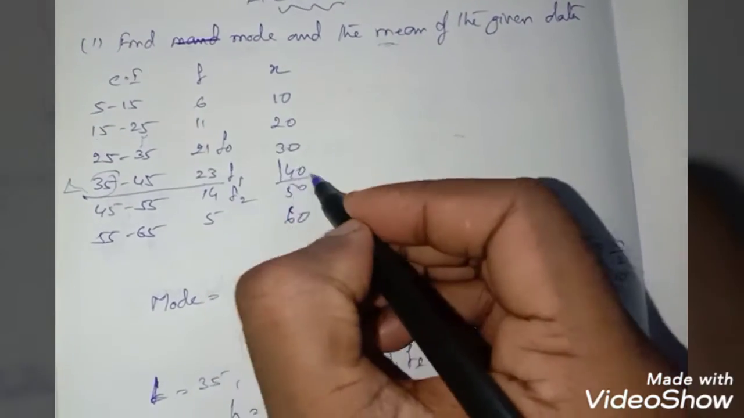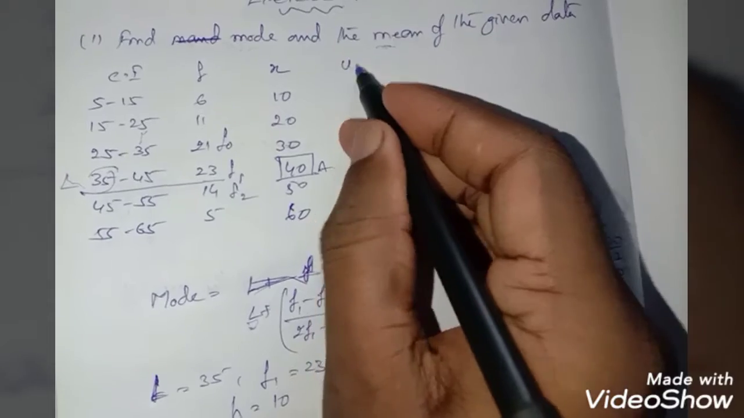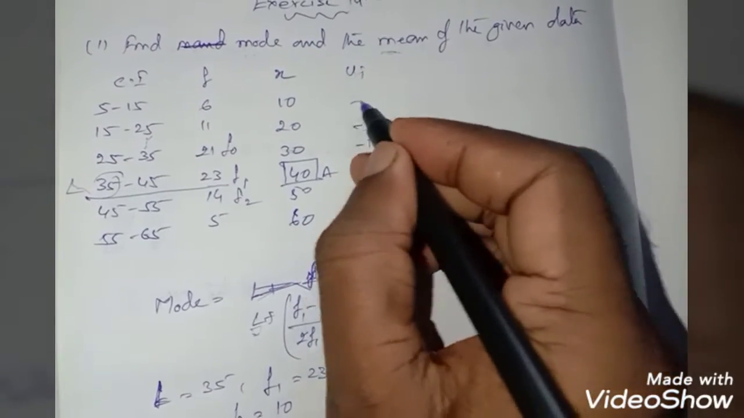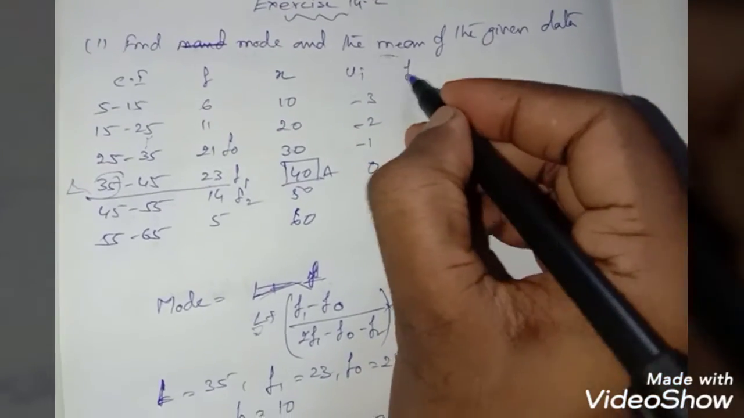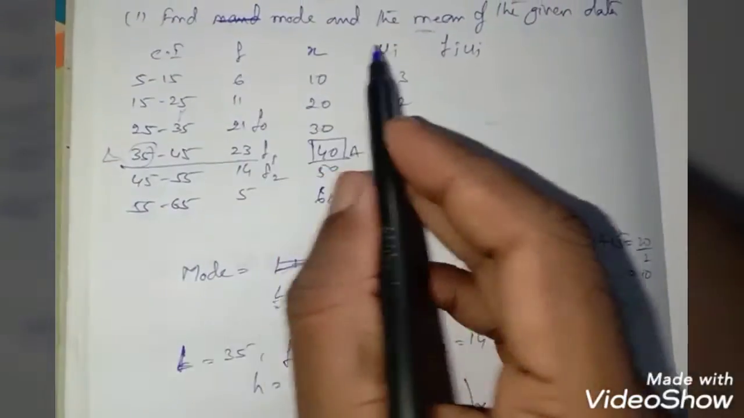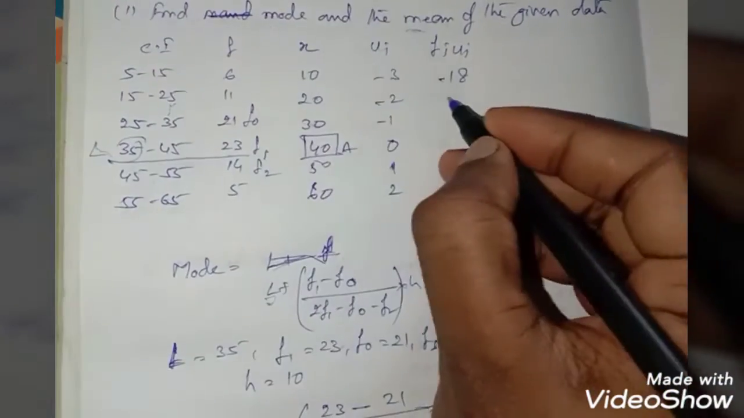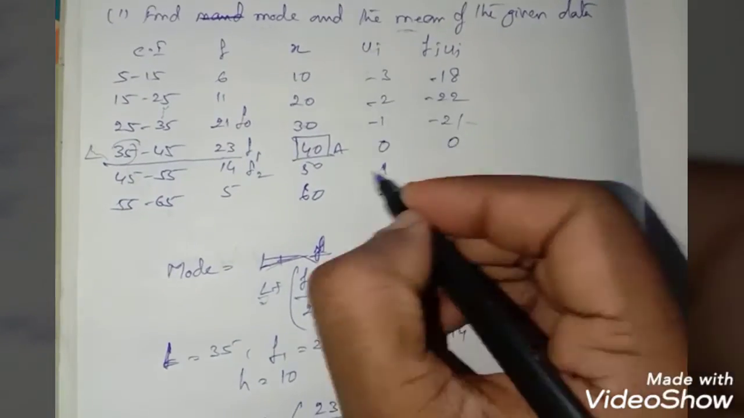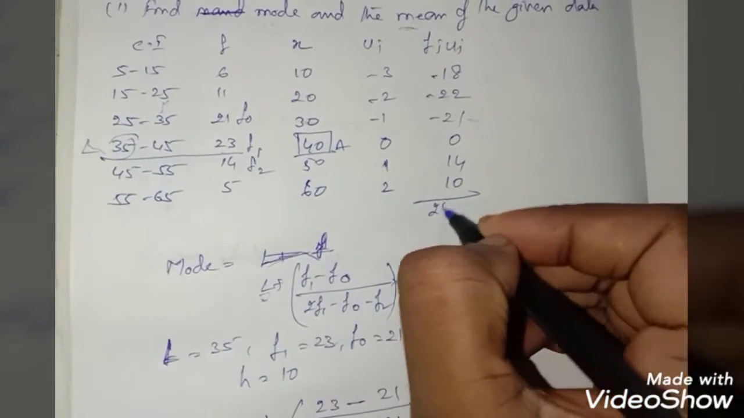Now if I assume this A as 40, the particular value of A is 0, and the remaining are minus terms and here plus terms. Now as per your mean, you need fiui, means multiply frequency and u. Now 6 3s are 18, here 22, next here 21, next here 0, 14, and here 10. Now add this, you will get 24.